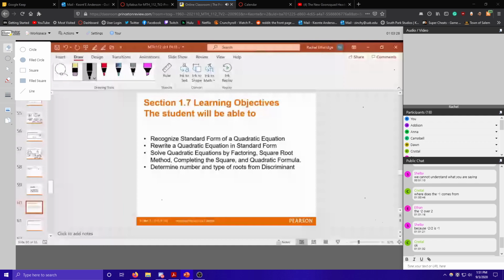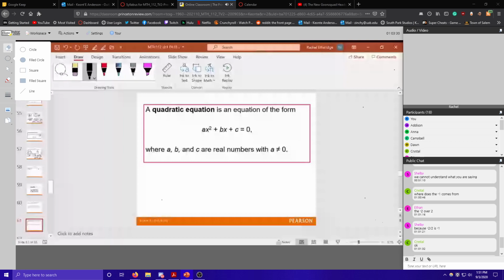So I'm going to take the quadratic equation and make a note here that standard form always has the x squared term. This makes it a quadratic equation. It always is equal to 0 when it's in standard form. So if you have something not equal to 0, it's not in standard form.